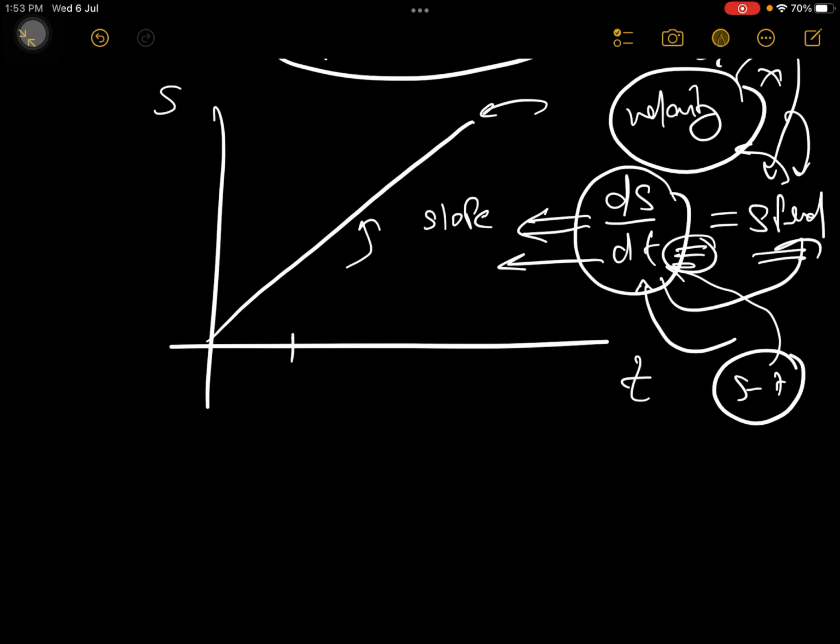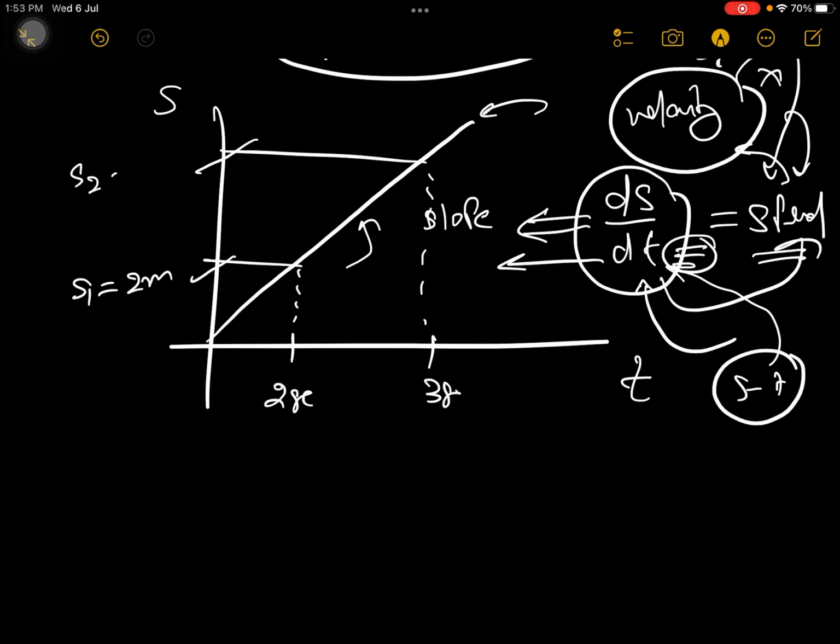You will pick any 2 points on the time axis. Suppose this is 2 seconds and this is 3 seconds, and any two locations like this, here and here. Suppose this is your S1, which is 2 meters, and this is S2, which is 3 meters. Just an example.